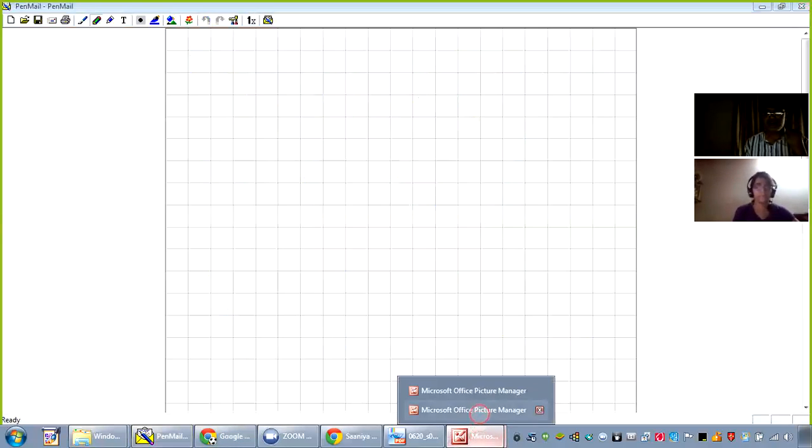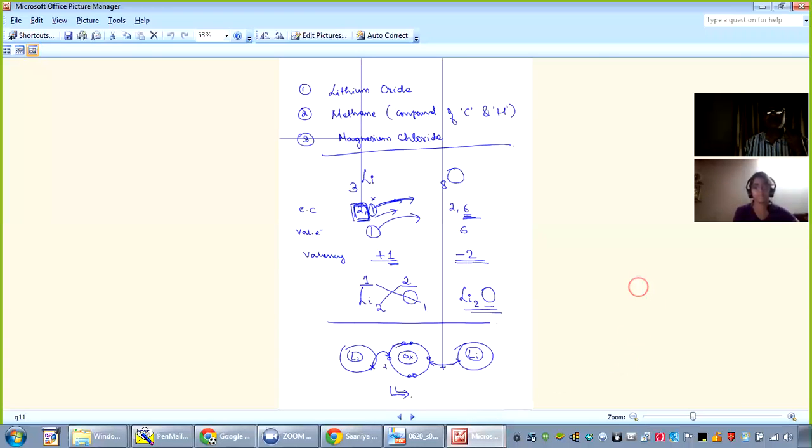Which is the second example? You have written the three names of compounds whose examples you are supposed to work out. Second example is that of methane, that is a compound of carbon and hydrogen.